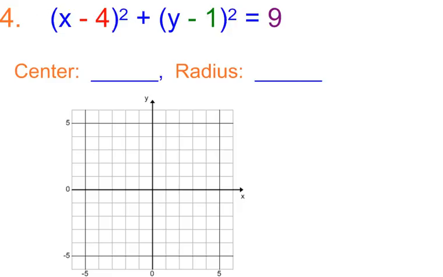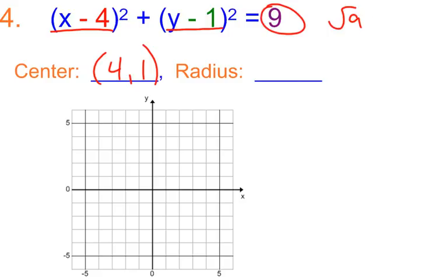It says x minus 4, so that means for my center I'm going to use a positive 4, because the formula has a negative in it. Y minus 1, so my center would be a positive 4, 1. And then my radius is always the square root of this number, so my radius is 3.